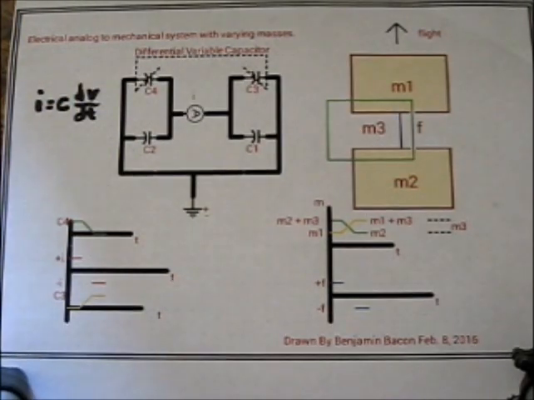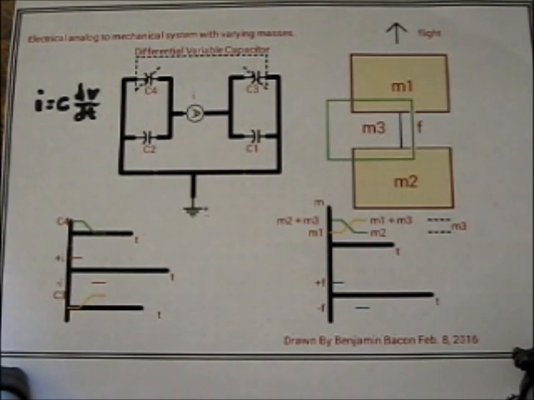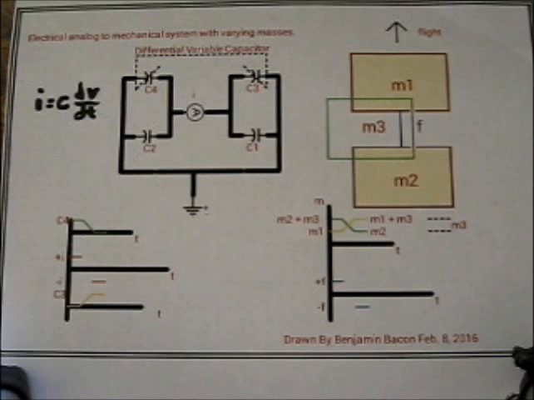This is Benjamin Bacon, owner of Plain Space Design, and I'm about to explain a solution to a problem that I encountered while working on my design for this inertial propulsion system. The problem was that I could not find a standard reference design for variable mass systems such as this. But here, I think that I have one that is satisfactory, and so I'm going to describe it to you here. First, let's go through the mechanical system.